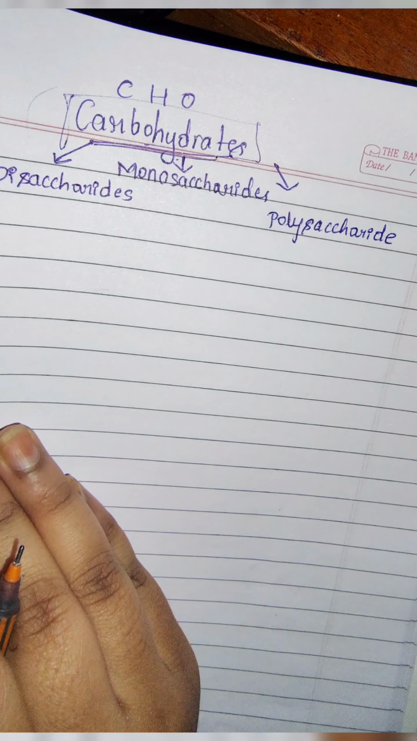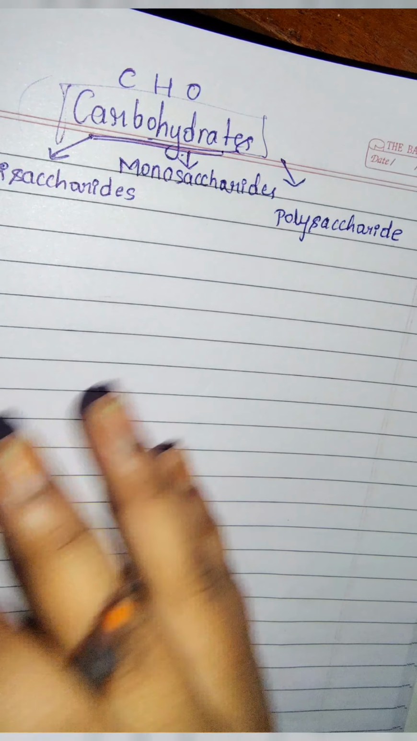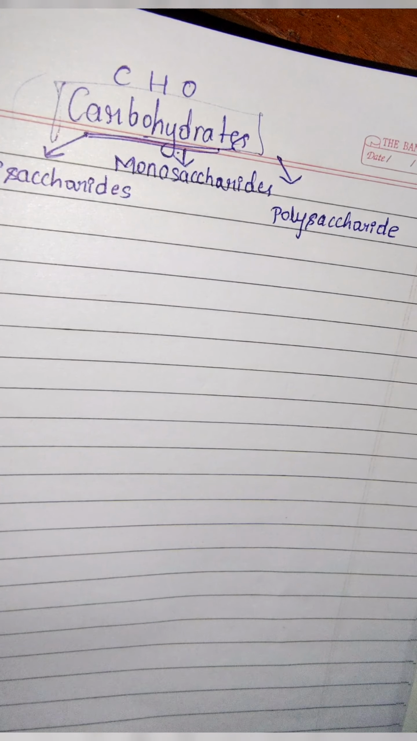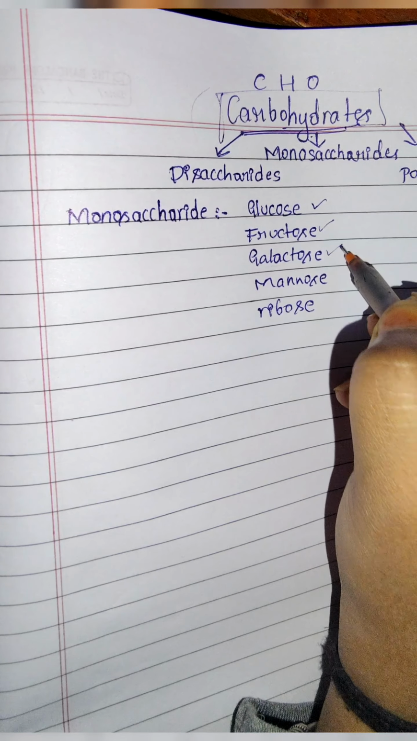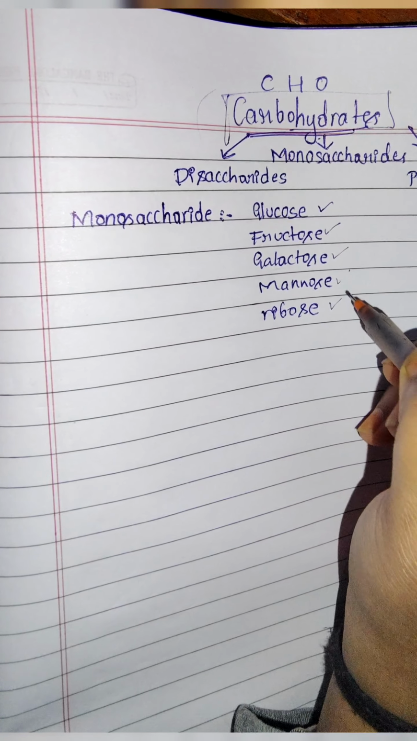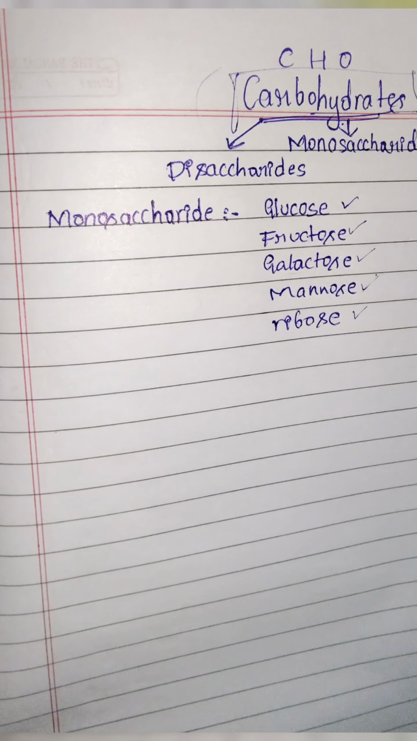If on hydrolysis I get only one sugar unit, then it is called a monosaccharide. If I get two sugar units, I'll say disaccharide. If I get more than two sugar units by hydrolysis, then I will call it a polysaccharide. Now let us see which different types of sugar units come under these categories. Monosaccharides: we have glucose, fructose, galactose, mannose and ribose. Next let us see the disaccharides.